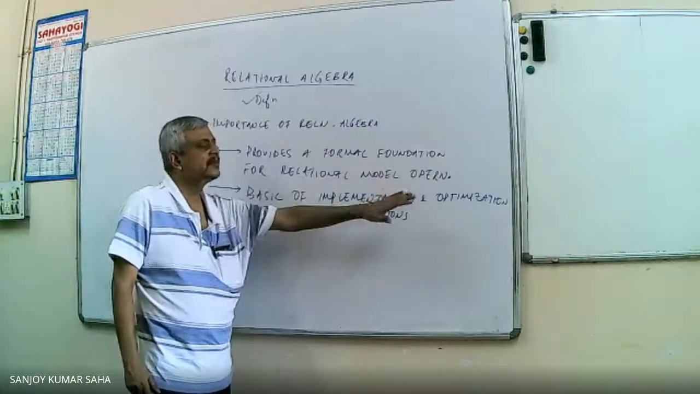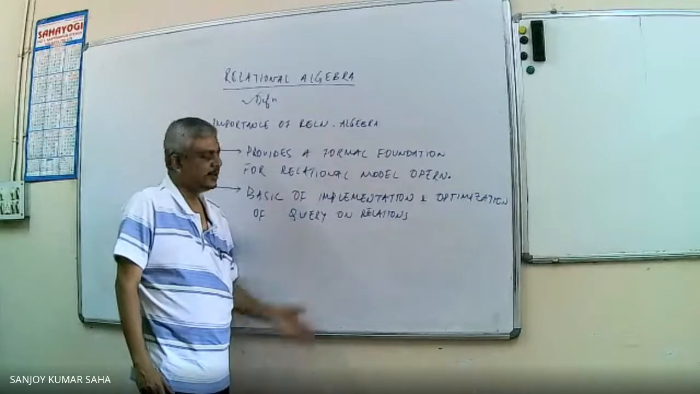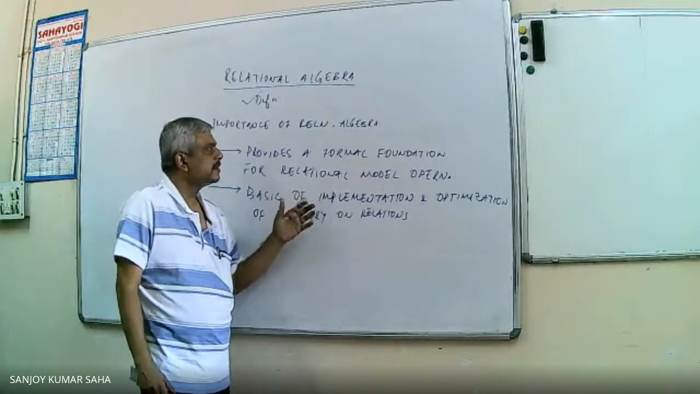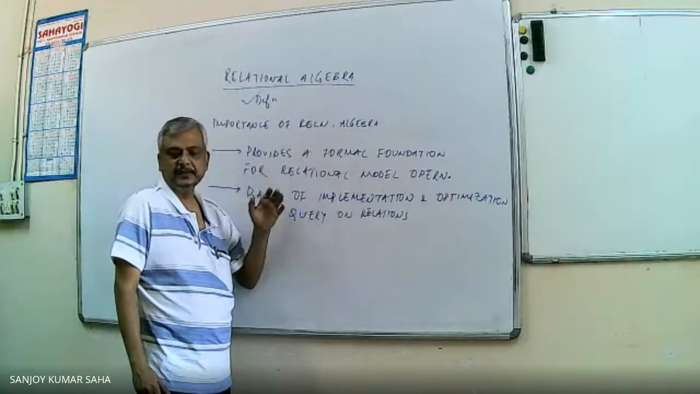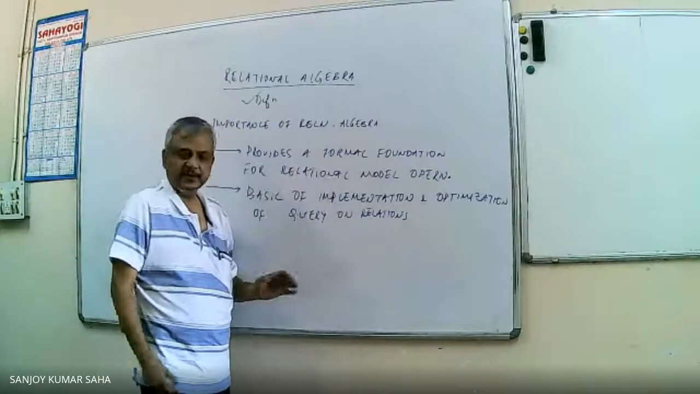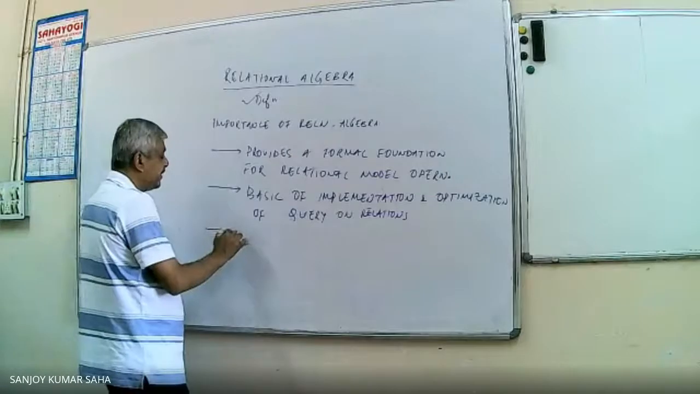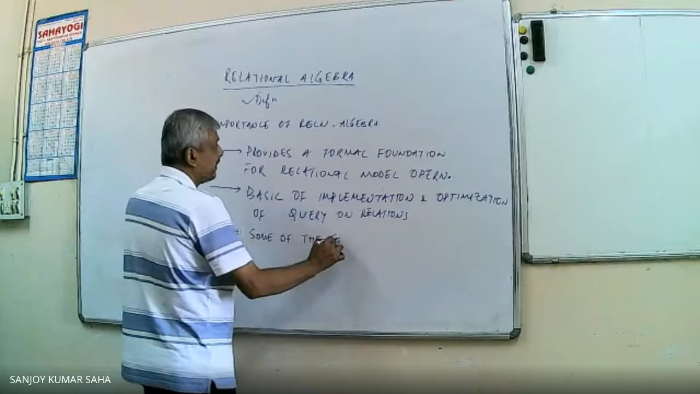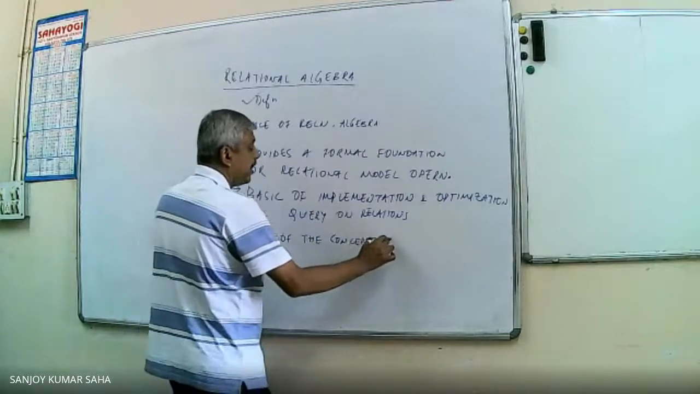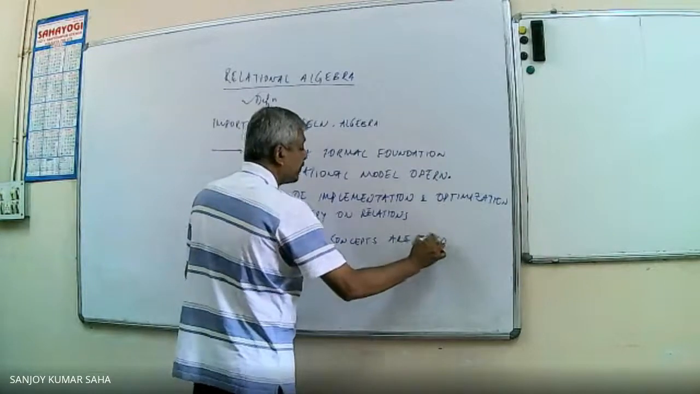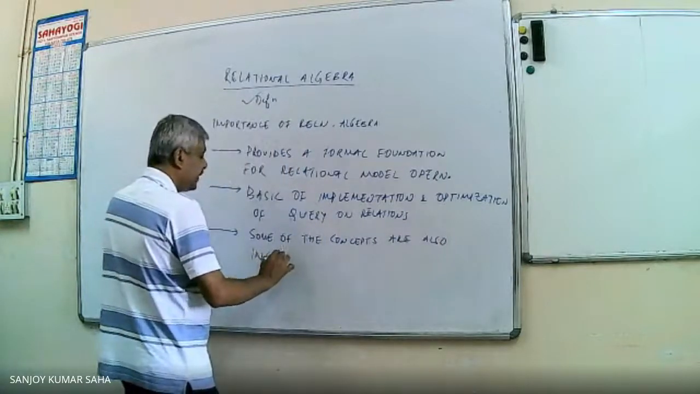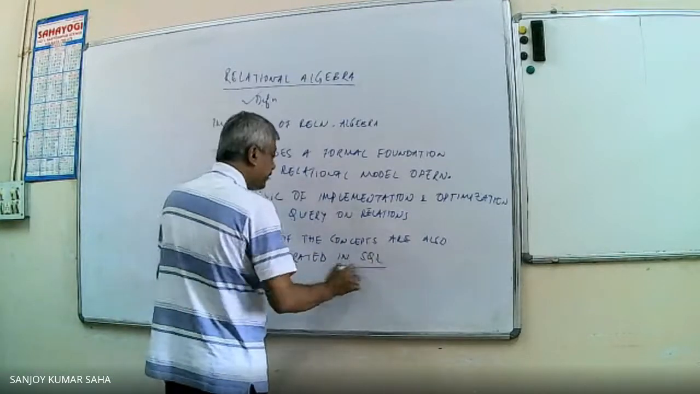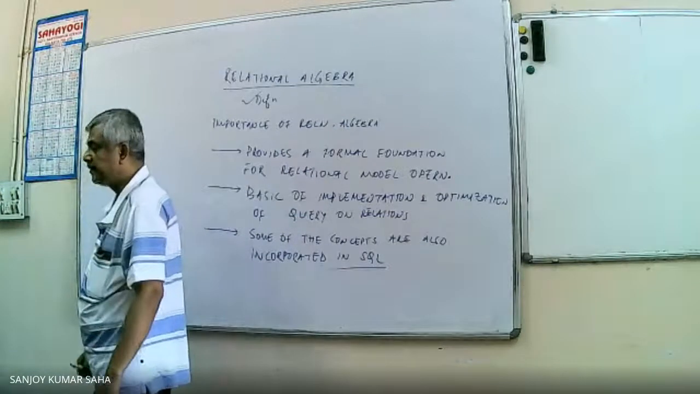At a later stage of this course, we will be discussing optimization also. There we see that internally the system very much utilizes the relational algebra in order to optimize the queries. And we may say some of the concepts provided by this relational algebra are also incorporated in SQL. So this is a commercial language.